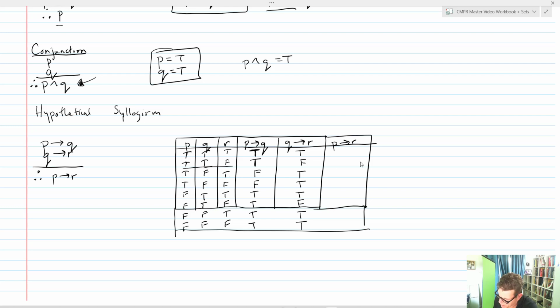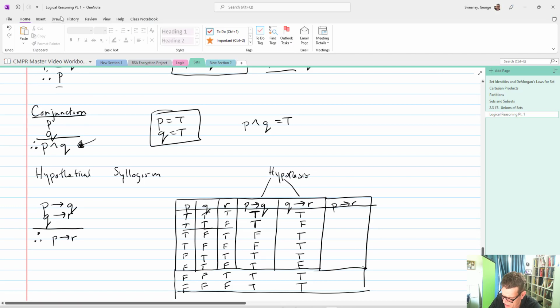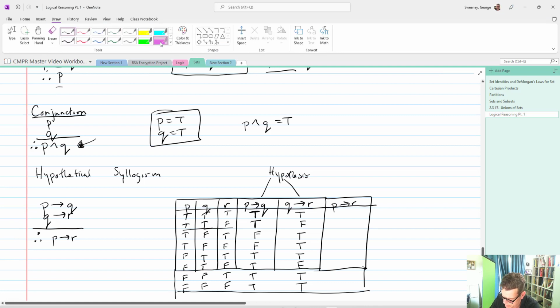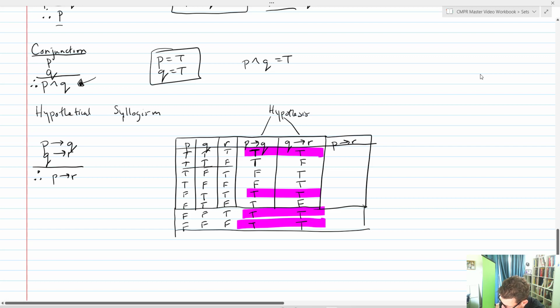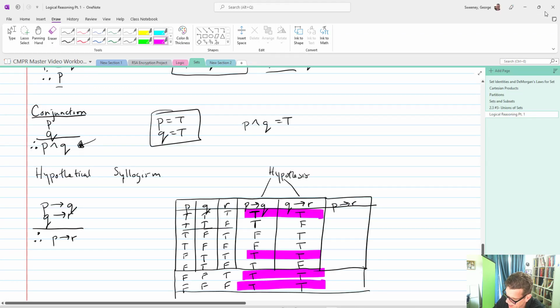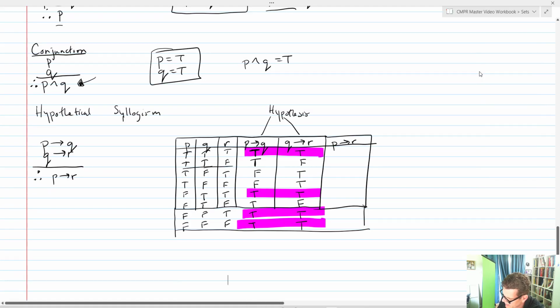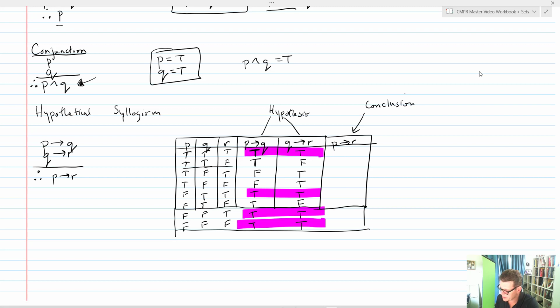Okay? Now, what I need is both of these, because these are the hypotheses. I need both of them to be true. So I'm only going to focus on the ones in which both hypotheses are true. So that's that one there. Here's another one where both hypotheses are true. Last set, both hypotheses are true. And now, in order to have a valid argument, I need the conclusion, which is P implies R, to be true as well. So let's go through and do that.